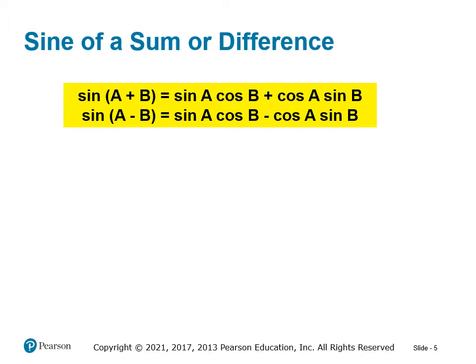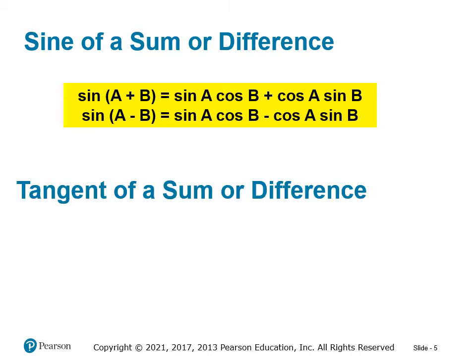Sine of a plus b is the sine of the first angle times the cosine of the second, plus the cosine of the first times the sine of the second. Again, you'll notice that the sine of a sum is also a sum, and the sine of a difference is also a difference.